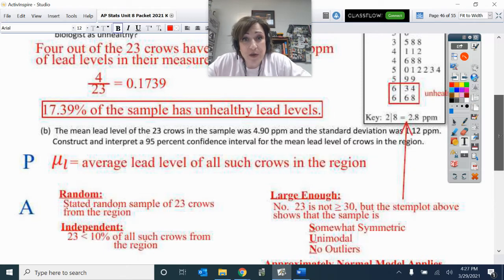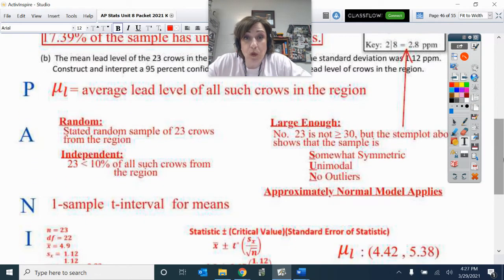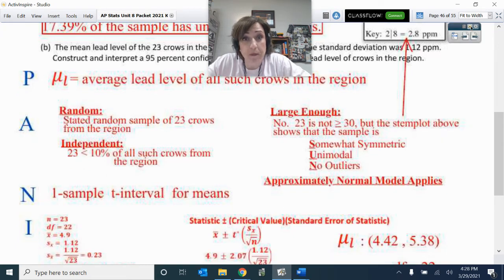All right, then we're doing the conditions for one sample. This is a one sample T interval for means. So we had stated that this was a random sample of 23 crows from the region. Independent, 23 is less than 10% of all such crows from the region. And large enough? No. The 23 is not greater than or equal to 30. So we would have to do a dot plot or a histogram.